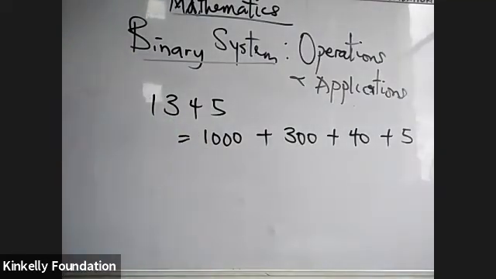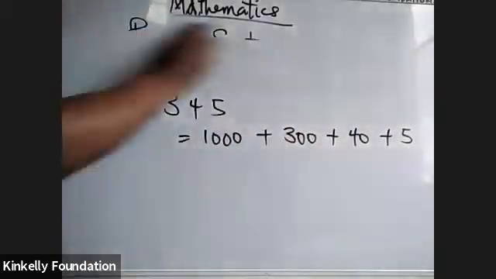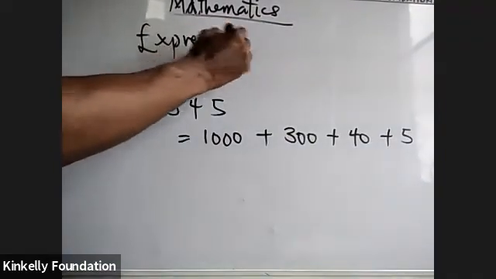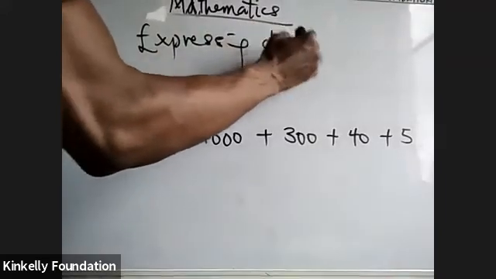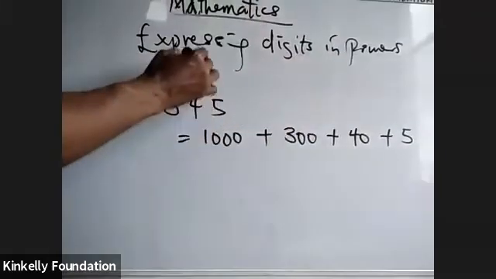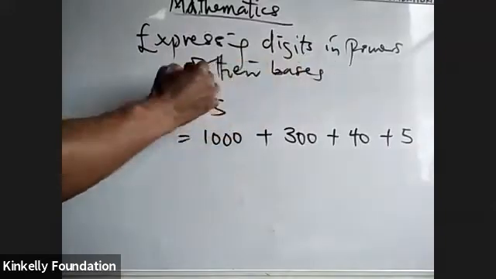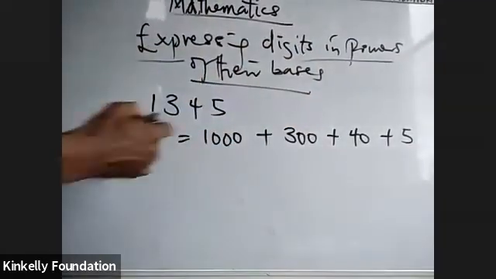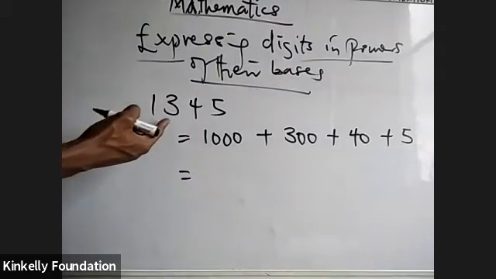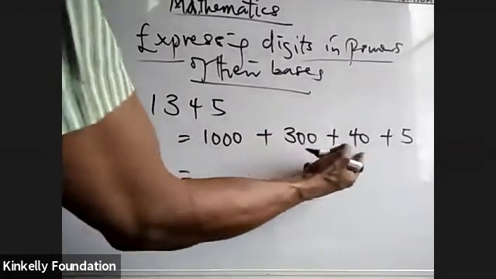Let's tag this: expressing digits in powers of their bases. Now we say, assuming that this one is in base 10, we have 1345 as 1000 plus 300 plus 40 plus 5.